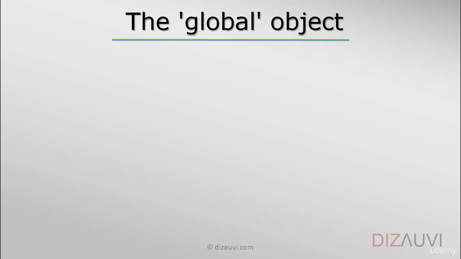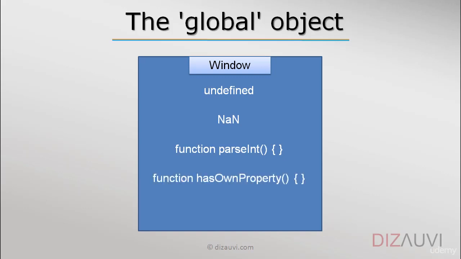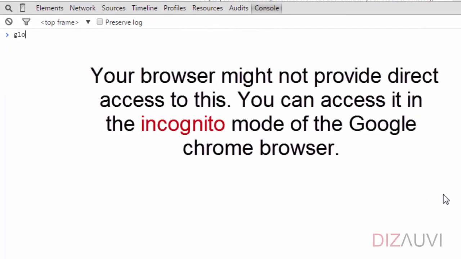So when a new page loads up in the browser, the JavaScript interpreter starts, which creates a new global object, which is named window. And inside this object, it puts properties like undefined, NaN, or global functions like parseInt, hasOwnProperty, or constructor functions and other objects, which are a part of the JavaScript library. Alright? Now don't worry about it if it feels like jargon. Let it unfold slowly. Let's open up a console window and type in global.